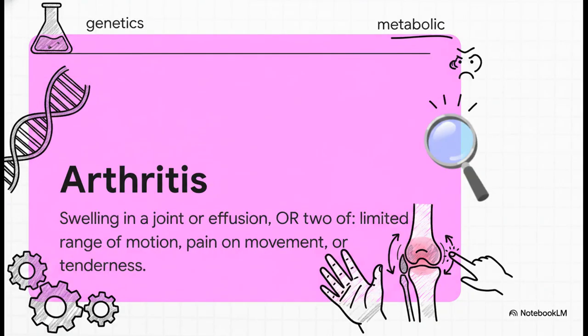First things first, what do we actually mean when we say a child has arthritis? The definition is really precise, and you've got to know it. It's either obvious swelling or an effusion, which is just a fancy word for fluid collection in a joint. Simple. If you don't see that, then you need at least two of these three signs: a limited range of motion, pain when they move the joint, or tenderness when you actually touch it. That's our starting point for everything else.